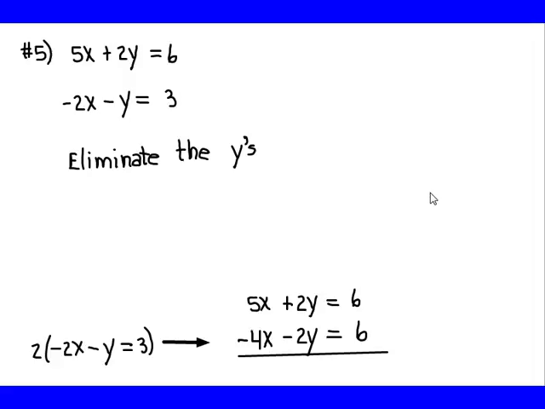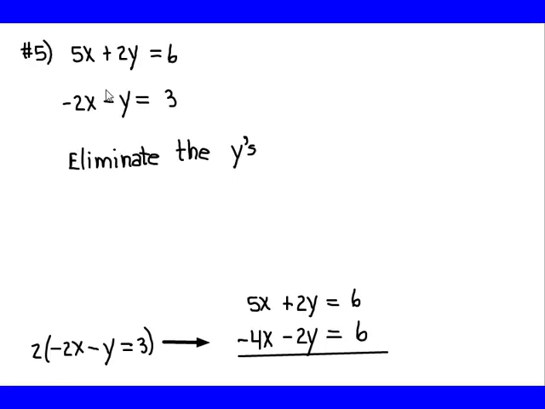Alright, we're beginning with problem 5, and this is page 208 on the PDF. Well, we have the equation 5x plus 2y is equal to 6, and negative 2x minus y is equal to 3. Well, we decided to eliminate the y's.